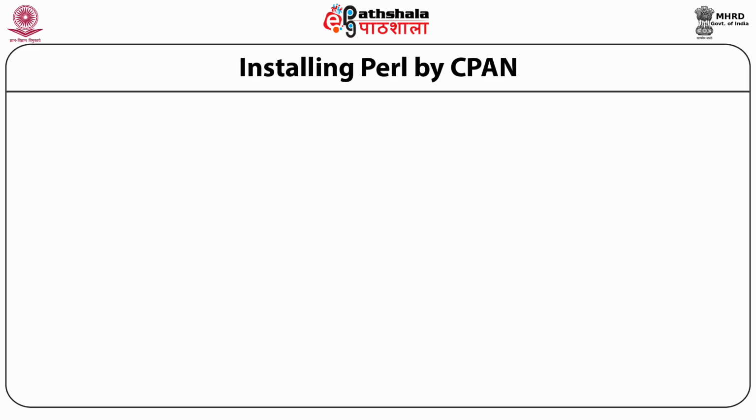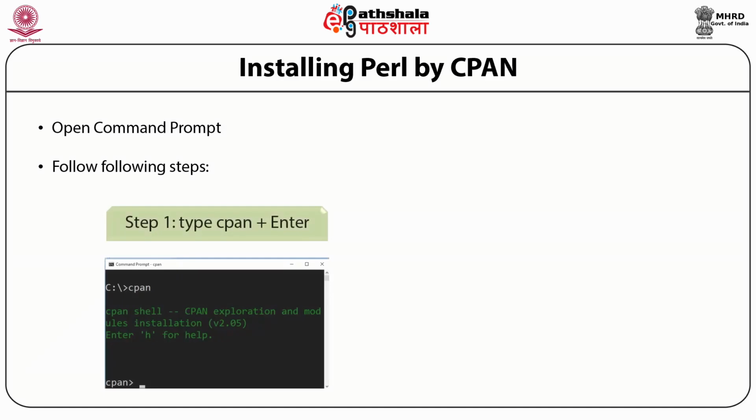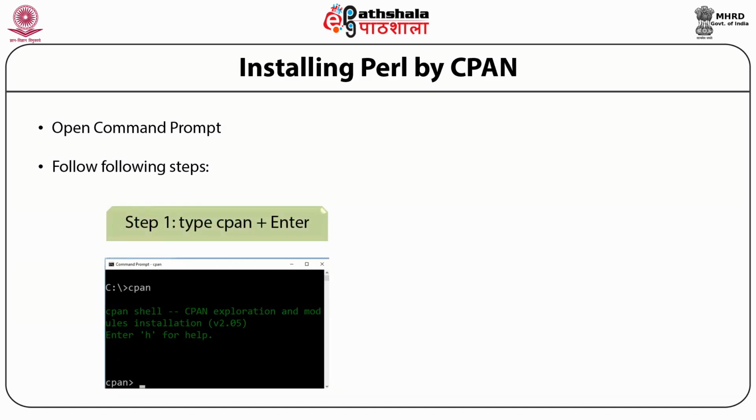Perl also gives the facility to install packages online. For this purpose, the CPAN utility is there in Perl. To install a Perl module from the CPAN utility, first we need to open the command prompt and follow two steps. Step 1, we need to type in the command prompt cpan and then press enter. After entering, CPAN will be called.